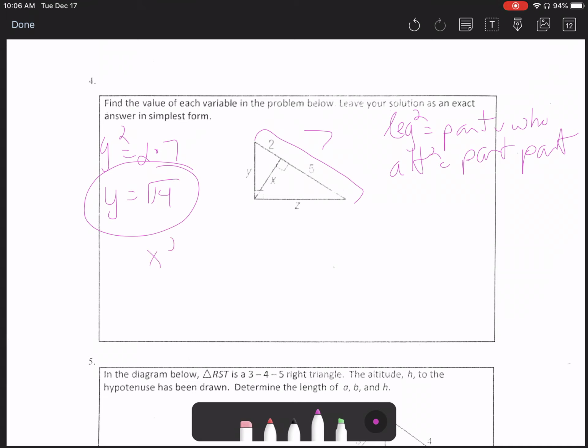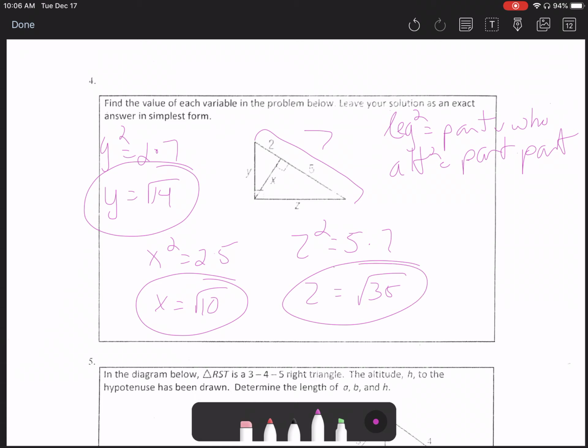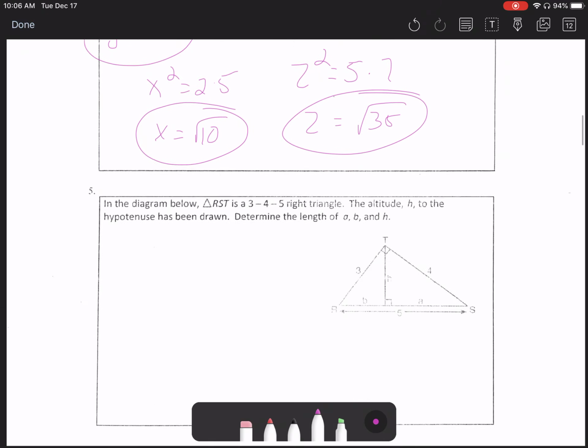I know x squared is equal to 2 times 5, so x is equal to radical 10. And I know z squared is equal to 5 times 7, so z is equal to radical 35. And that's just knowing those formulas.